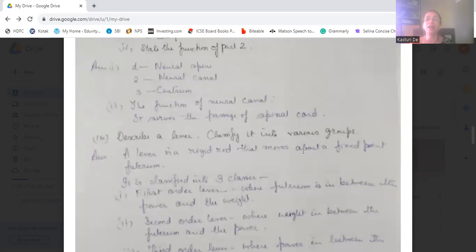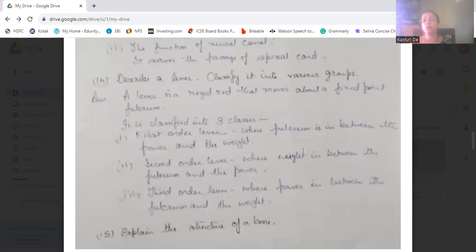Now, describe a lever. Classify it into various groups. We have studied this in physics also. It is a rigid rod that moves about a fixed point, known as the fulcrum. That is called a lever. It is classified into three classes: first order lever, second order lever, and third order lever. In the first order lever, the fulcrum is between the power and the weight. In the second order lever, the weight is between the fulcrum and the power. And in the third order lever, the power is between the fulcrum and the weight. These are the three classes of lever.